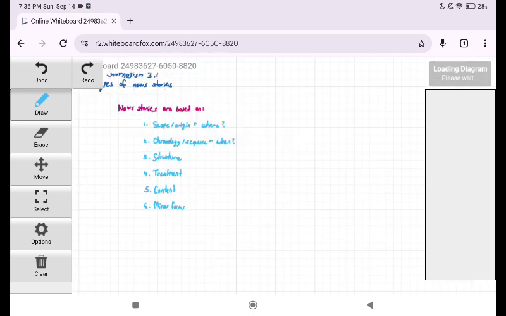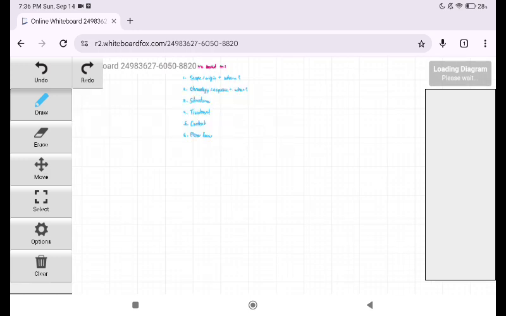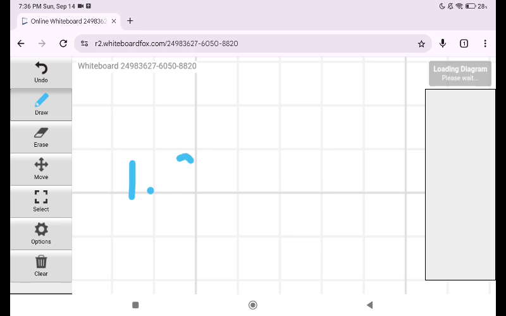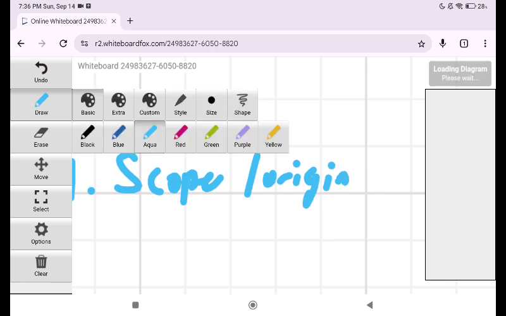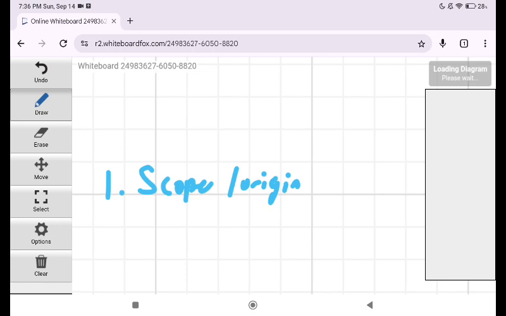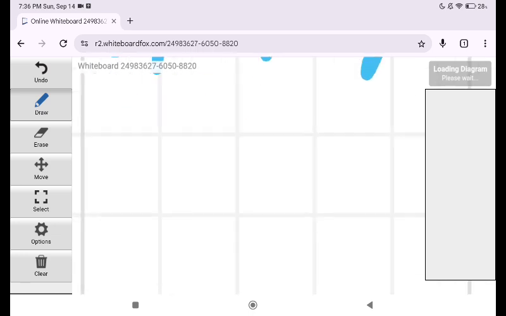So let's get into detail about each of them. So first, again, we have scope or origin. So the types of news based off of scope or origin include local, national, foreign, and dateline. Let's write them down.